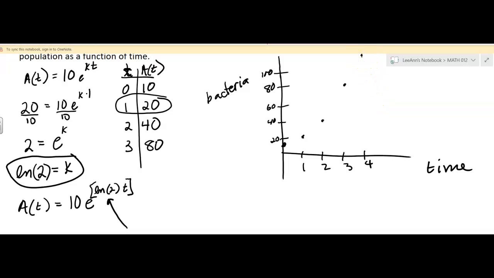Higher than that probably, but I ran out of room. So you can see that exponential curve going like that. Okay? And there's probably a better picture in the book.